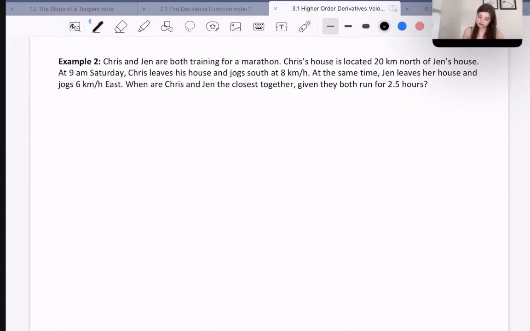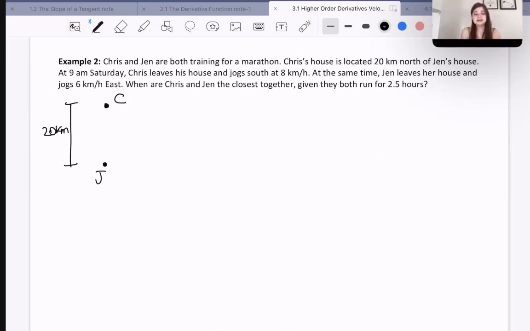So question 2 says, Chris and Jen are both training for a marathon. Chris's house is located 20 kilometers north of Jen's house. Okay, so I'm going to write that down. Here we have C for Chris's house, and then J for Jen's house. And then this distance here is 20 kilometers. And Chris's house is north. Okay, cool. So Chris's house is higher, it's north.